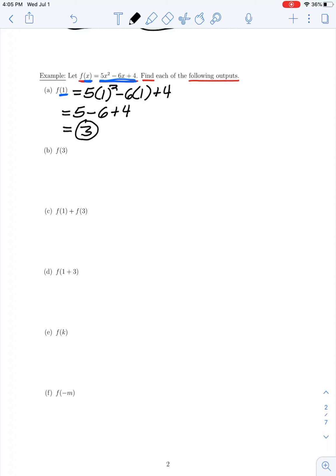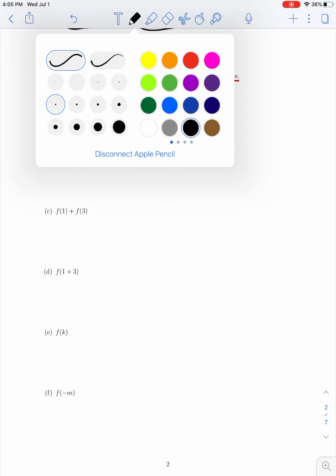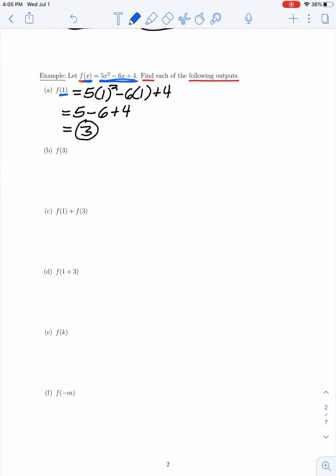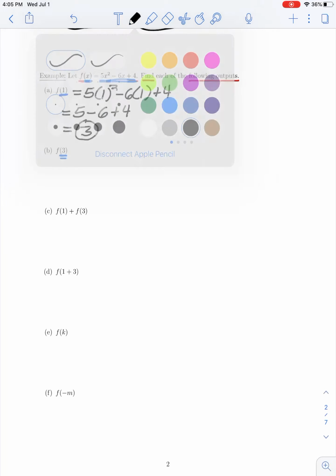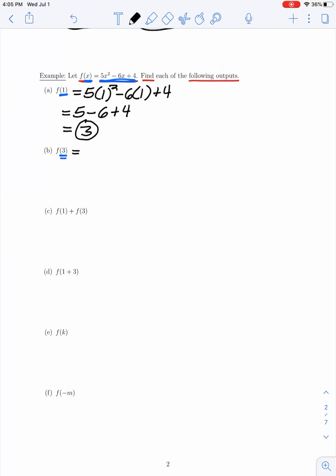Now in part B, we're asked for the value f of 3, so similarly, we're going to take our rule for the function f of x and substitute x equals 3 into the rule for that function. So let's see what we have here. We would have 5 times 3 squared minus 6 times 3 plus 4.